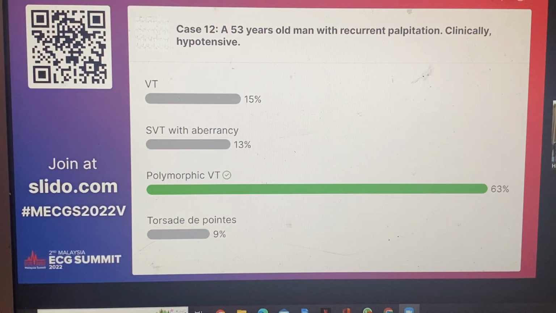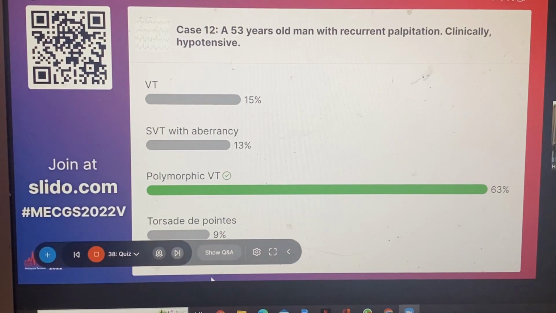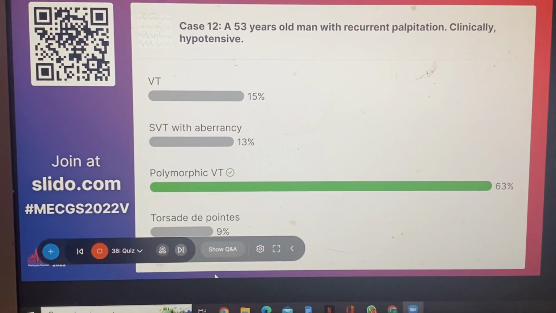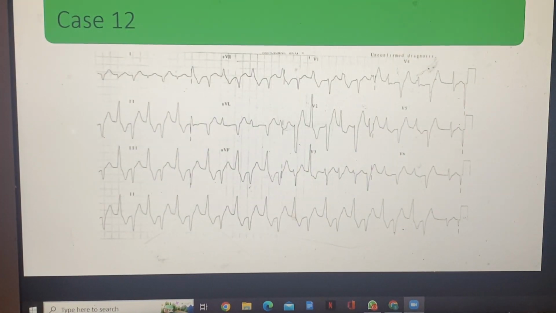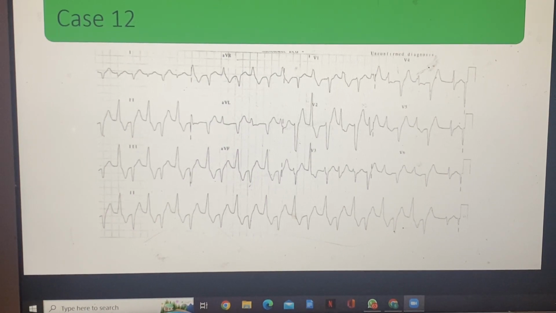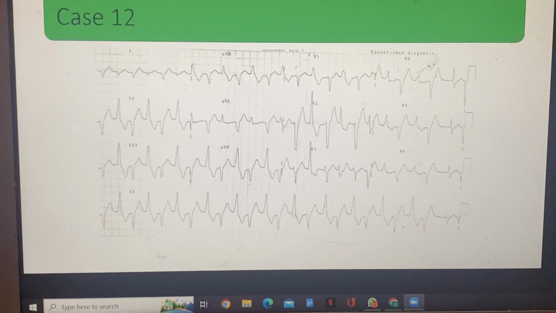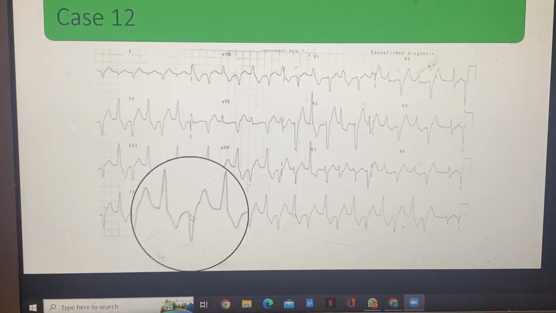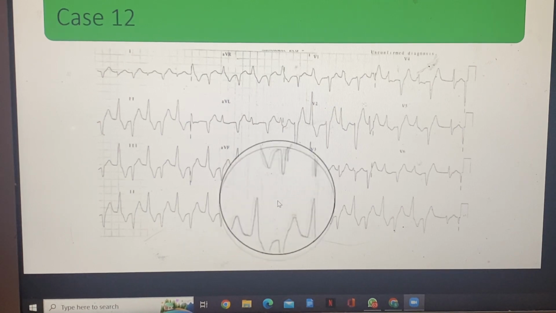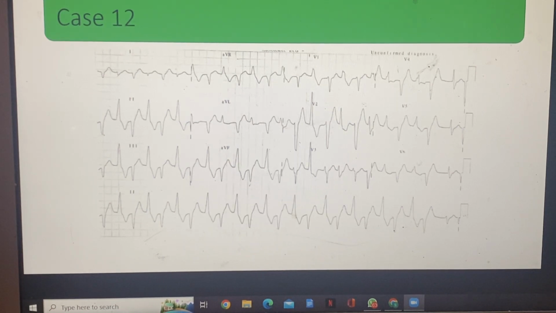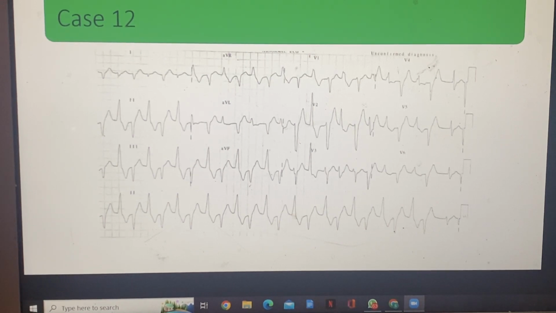So I think in this case, the majority, 63%, got it correct, which is they got it as a VT, a polymorphic VT. Oh, okay. So I think this case is quite interesting. You can see that there is a bidirectional VT. So I suppose this patient has exercise-induced palpitations. In this case, most likely the resting ECG will be normal. Then by looking at this, I think it clinched the diagnosis of a CPVT.